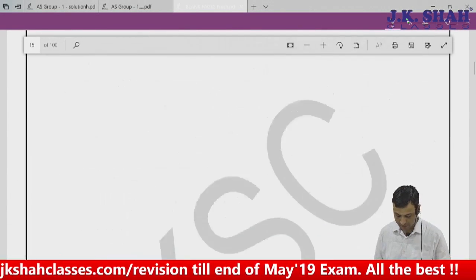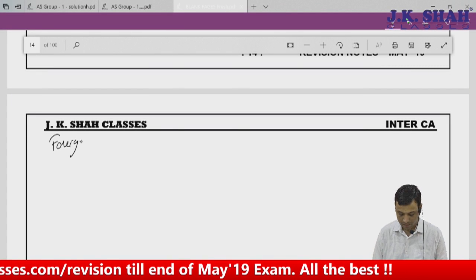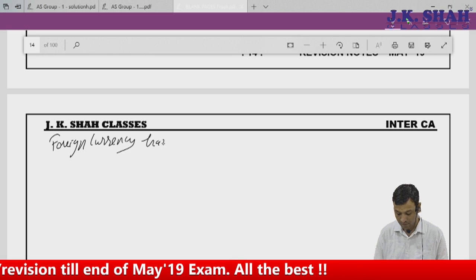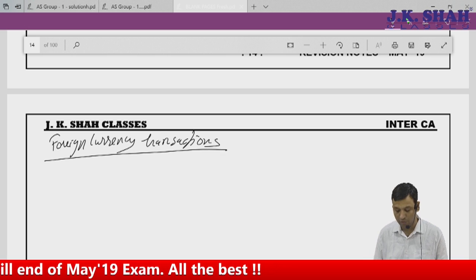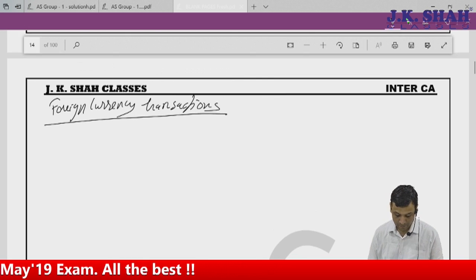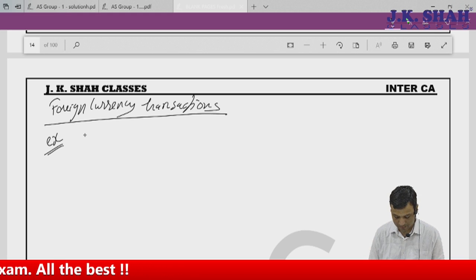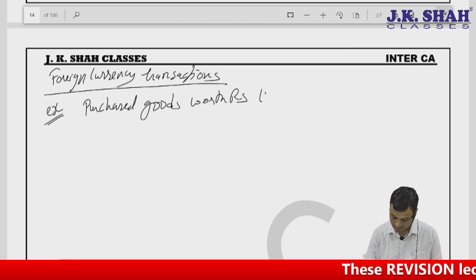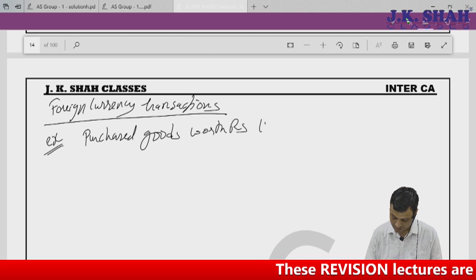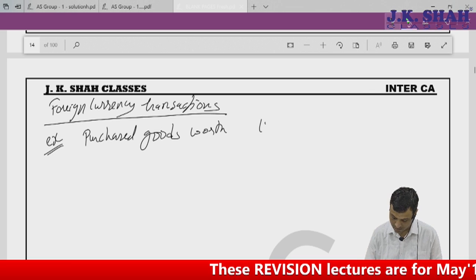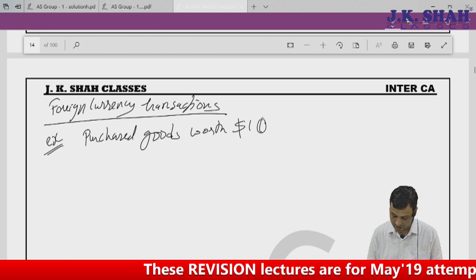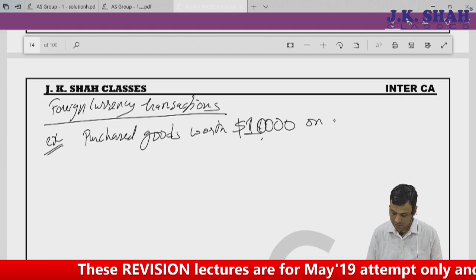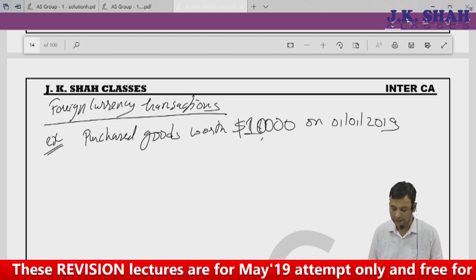Now, what do I mean by this? Here we are going to talk about how these transactions are to be recorded, are to be recognized as per AS11. Let me give you an example. Purchase goods worth $10,000 on 1st Jan 2019.